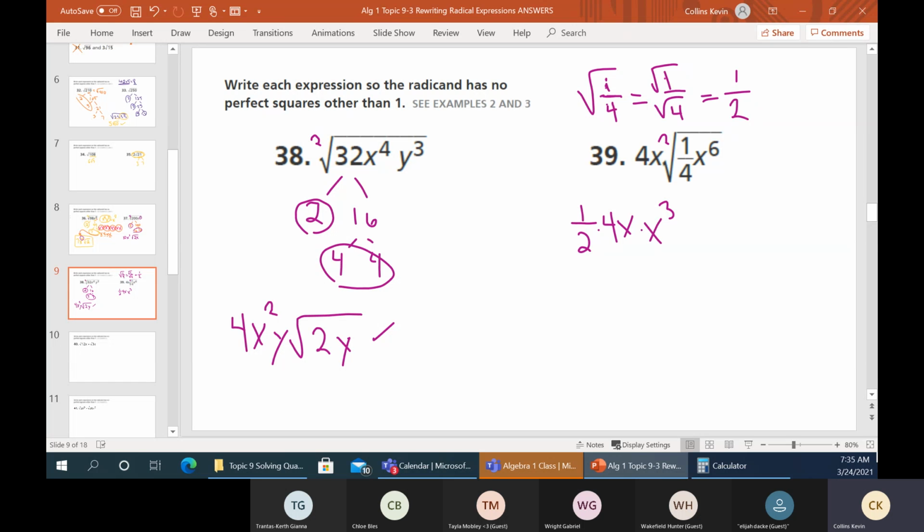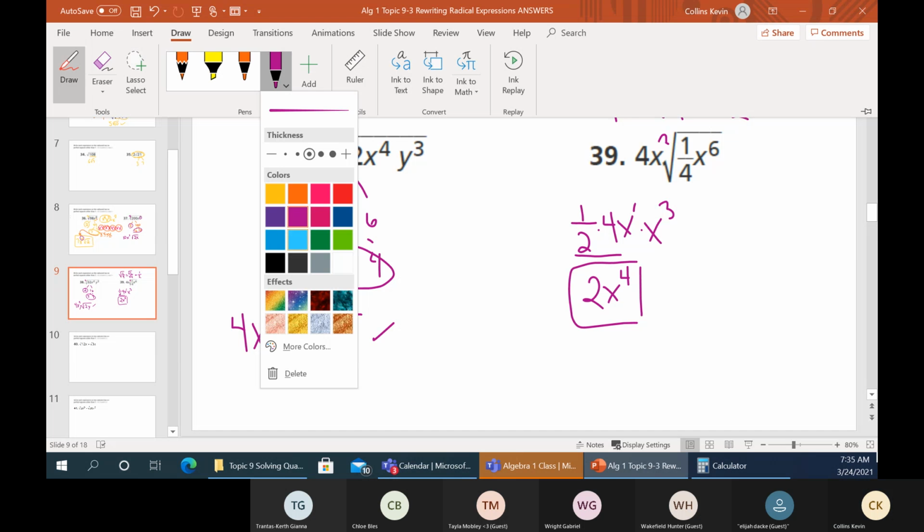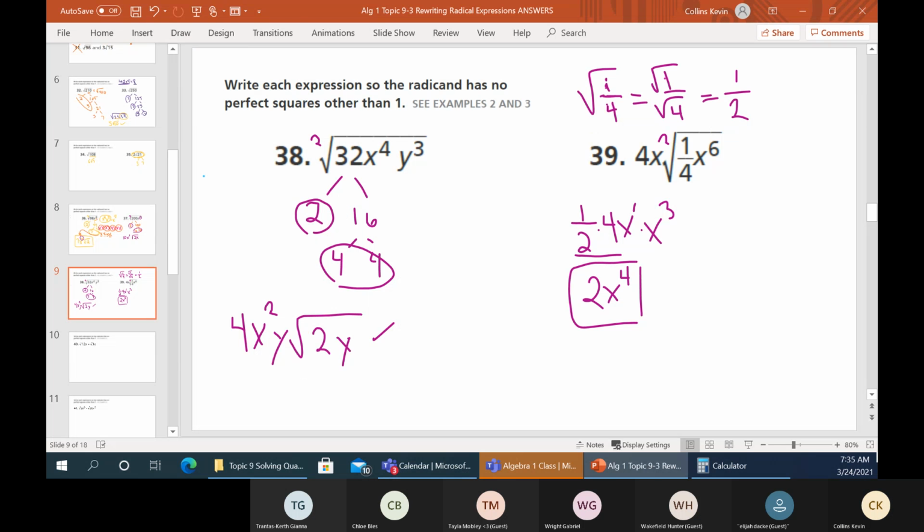Cool. So then we just have to put a couple things together here. So 4 times 1/2, that's the same as saying 4 divided by 2. That's just 2, right? Then I've got x to the first and x to the third. We add our exponents. That's x to the fourth. So all that crazy gobbledygook there just equals 2x to the fourth. Done. All right. Still with us? All right, let's move on.